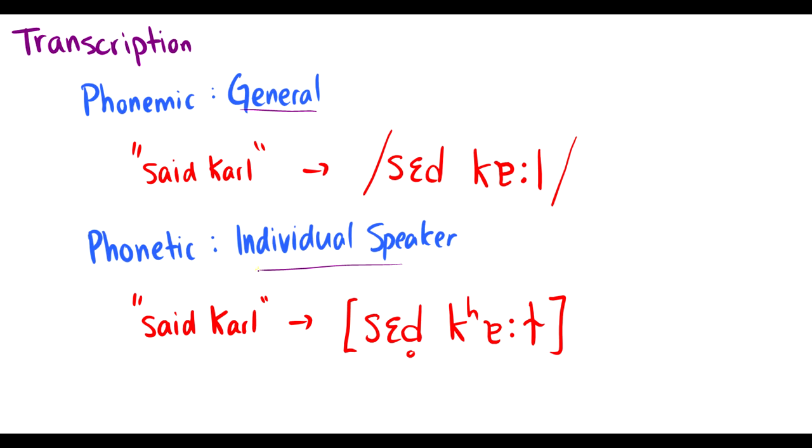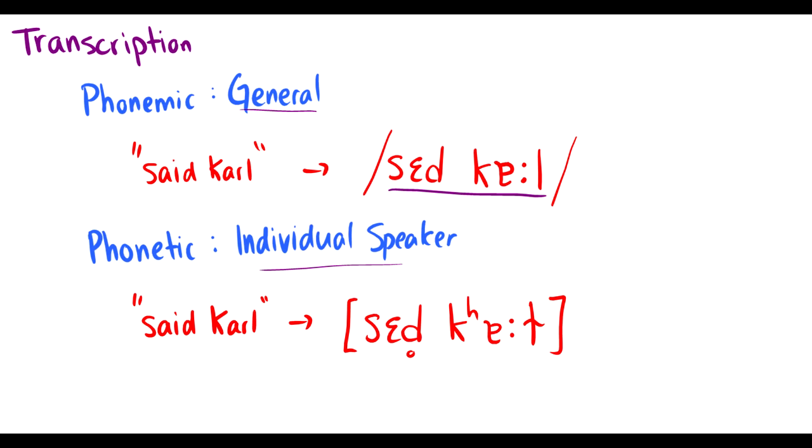So we call the general transcriptions phonemic transcriptions. So these are just the phonemes on their own. So said Carl, this is how I would write said Carl as, sort of an average way that a population would say that. An individual speaker or a phonetic transcription is more precise.